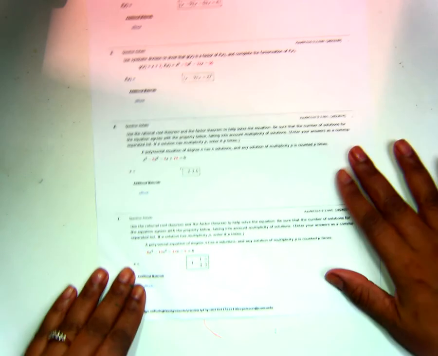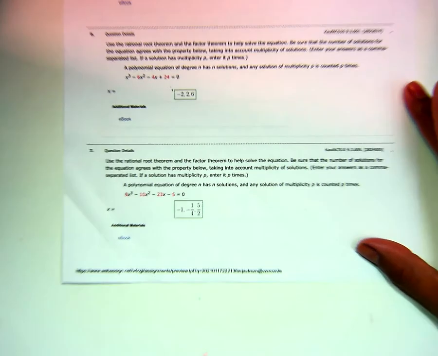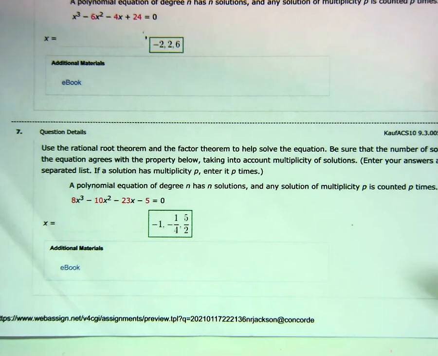Here's yet another one pertaining to the rational root theorem. Again, they saved the best for last. It's very time consuming. So you have your equation, which is 8x cubed minus 10x squared minus 23x minus 5 all equals 0. We know we're going to have 3 roots because your degree is 3. That's your largest exponent.